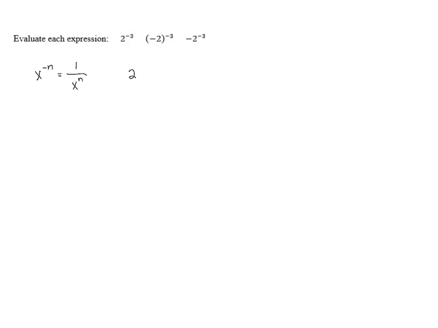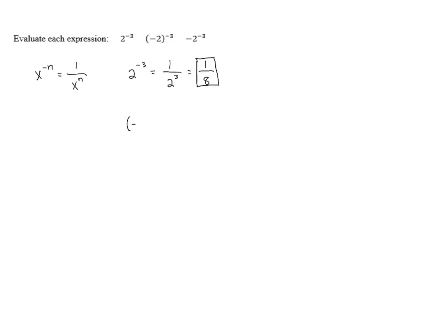Let's start with 2 to the negative third power. We can change that negative exponent to a positive exponent by moving the expression across the fraction bar into the denominator. When we do that, it becomes 2 to the third power in the denominator, and we've got a 1 left over in the numerator. Now that it's a positive exponent, we know how to work with it. 2 to the third power is just 8, so this expression is equal to 1 over 8.